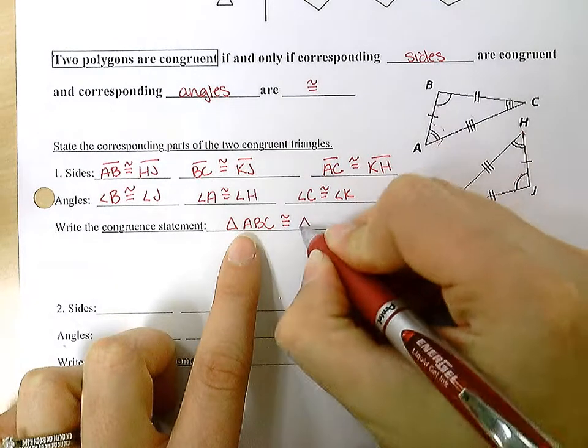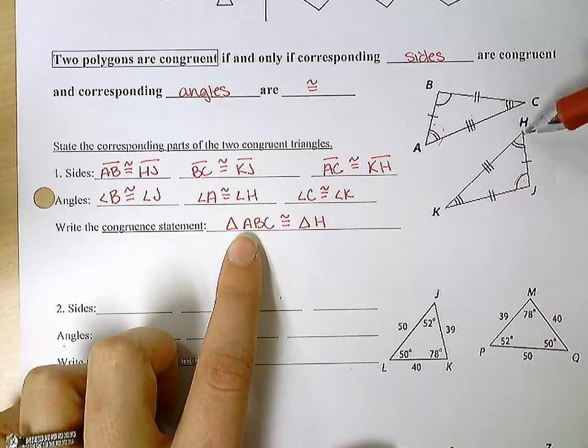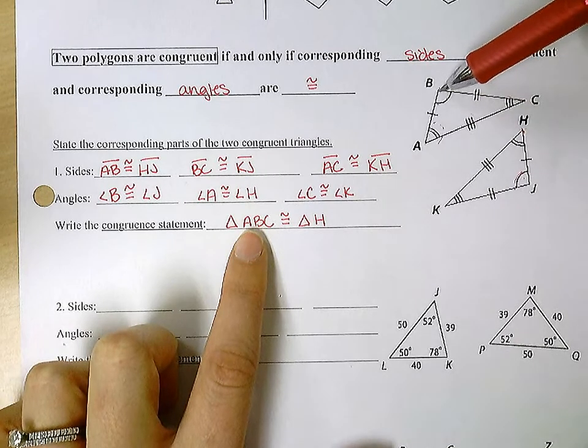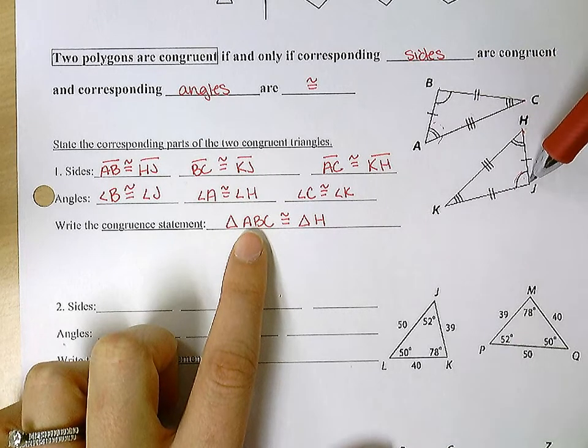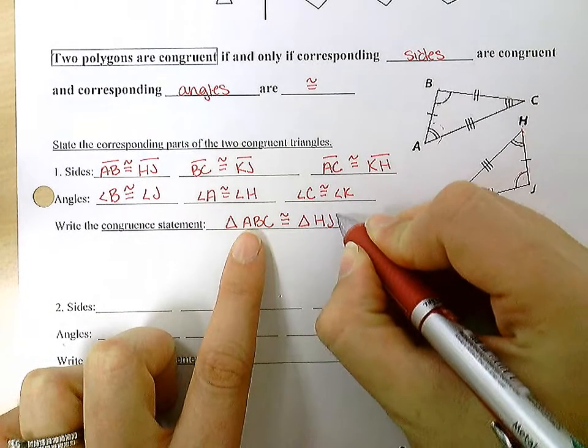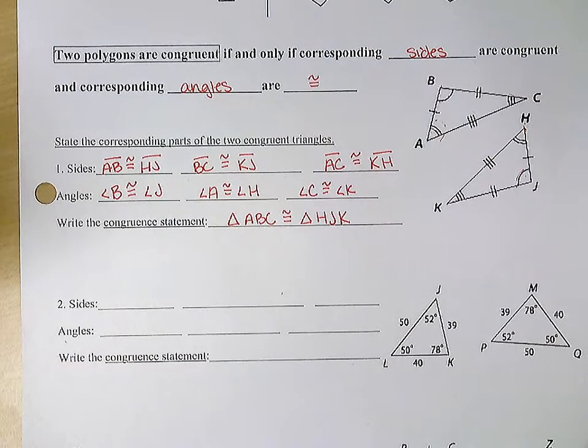So then I would say triangle H. After A, I went to B. B has one dash. Okay, B is congruent to J. So from H, I should go to J. And then my last one would be K. So when you're writing your congruent statement, your order is important.